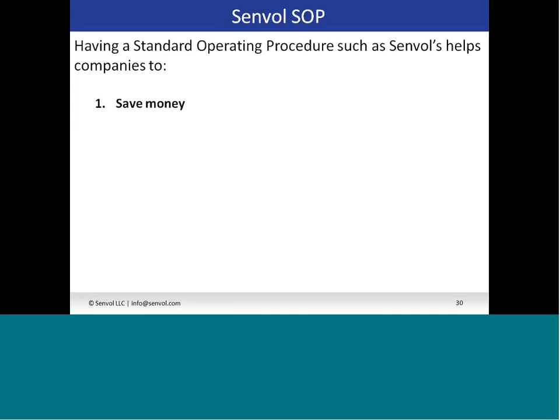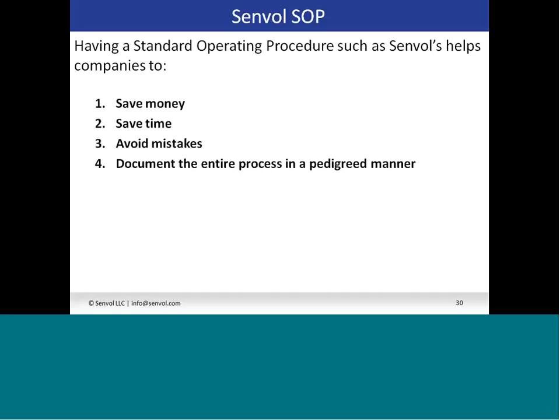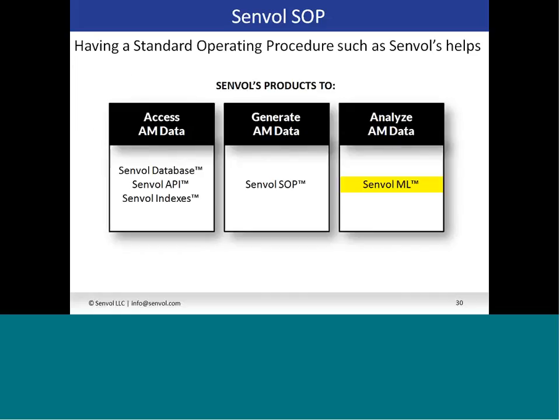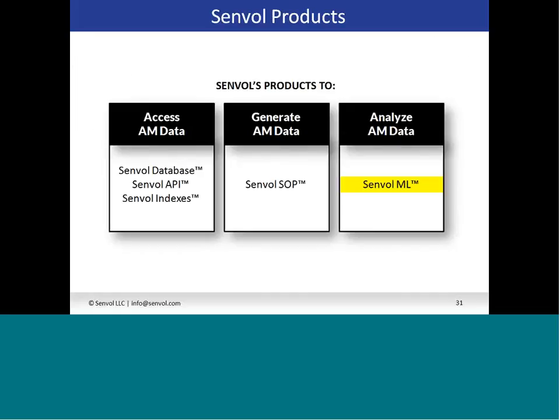In terms of the benefits, I think I covered most of this, but implementing a Senvol SOP or some similar standard operating procedure in your company will ensure that you save money, save time, that all your employees avoid making what can be critical mistakes, and most importantly, is that you're documenting the entire process in a pedigreed or traceable manner. So that was the Senvol SOP. That was all about generating pedigree data for additive manufacturing.